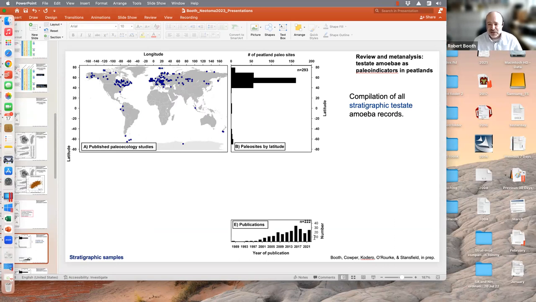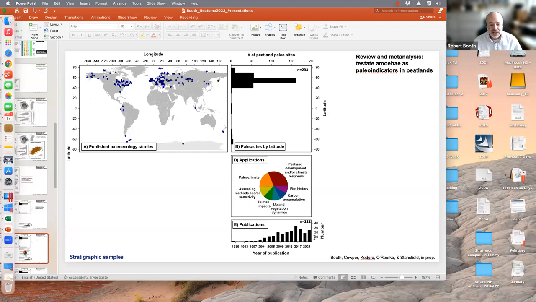This is what the stratigraphic records look like. This was actually a major undertaking to pull together all of the stratigraphic records. I was actually surprised at how many there were. There's 293 sites represented here, spread out over 222 publications. We've now gone through all of these and classified the topical area that testate amoeba are being used to investigate. You can see some of the thematic areas that testates are being applied to better understand.